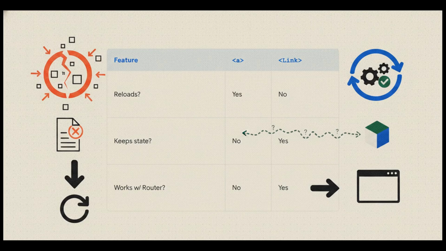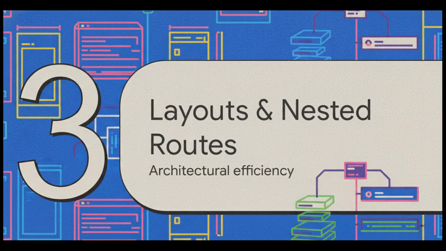But enter the Link component. Link creates this incredibly convincing illusion of navigating. It tells the matching route to render, but it does it with 0 new HTML requests. All your state stays perfectly intact. All right, on to section 3, shared layouts and nested routes.